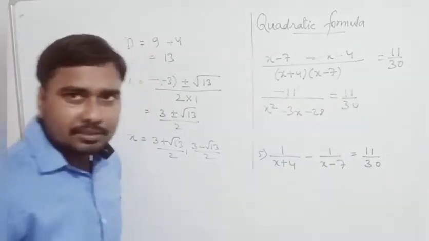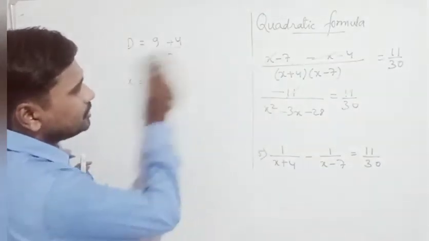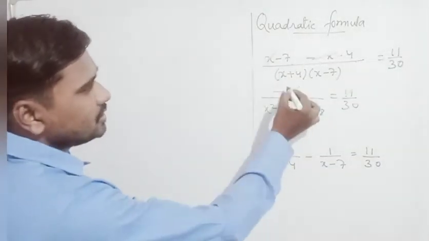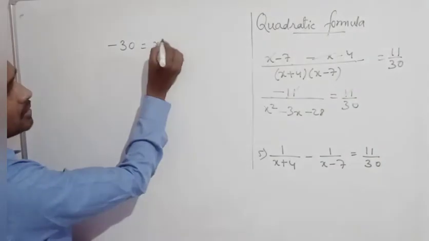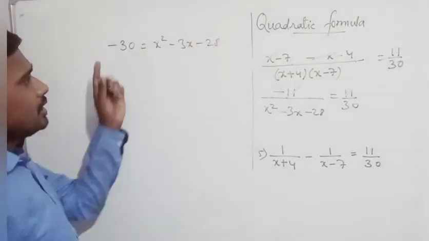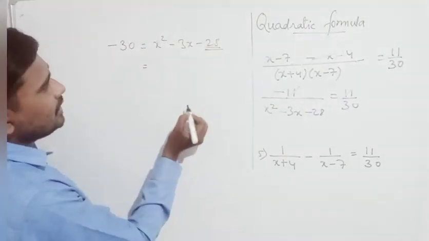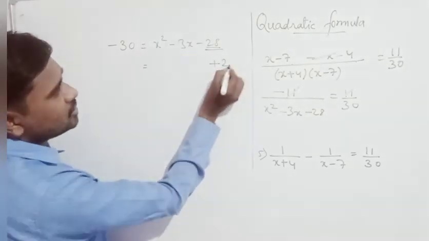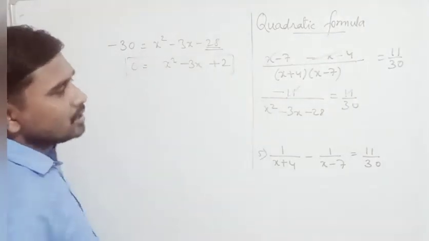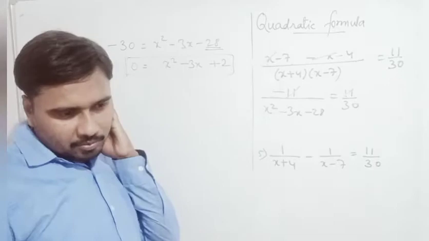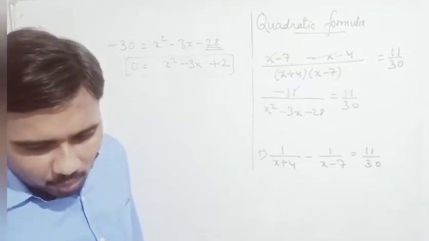Now again 11 cancels. Whatever is left, just do the cross multiplication. In the first part, see, it is minus 1, so it will come minus 30 is equal to, it is 1, so this will go x square minus 3x minus 28. Now bring everything to one side. This minus 30 will come to this side and it will be added to minus 28, so it will be plus 2. It is minus 3x and x square, and 0, and this is the quadratic equation. Now you can find, by the formula, the value of the discriminant and then the roots. Okay, so this is the quadratic formula.